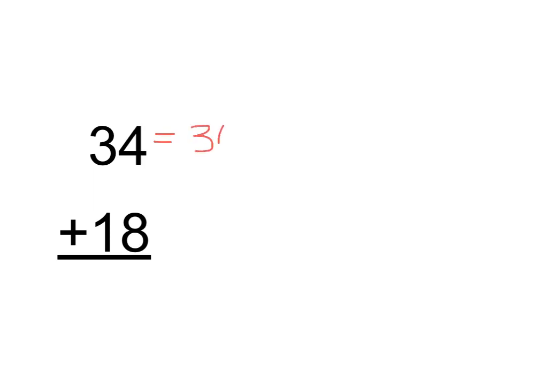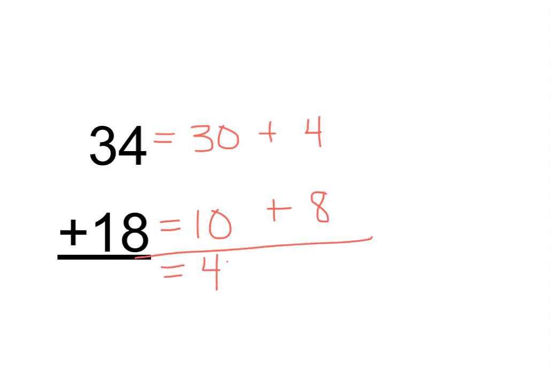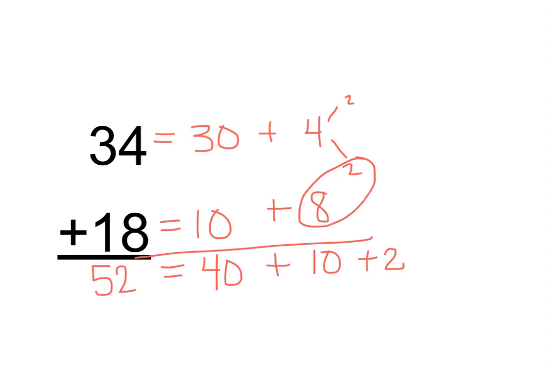34 equals 30 plus 4. 18 equals 10 plus 8. 30 plus 10 equals 40. 8 plus 4, well, that 4 is going to give me 2 and keep 2 for itself, so 10 plus 2. There's the 10 we made. 40 plus 10 equals 50, plus 2 is 52.